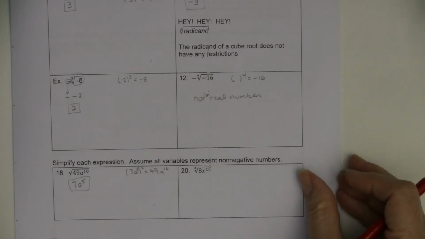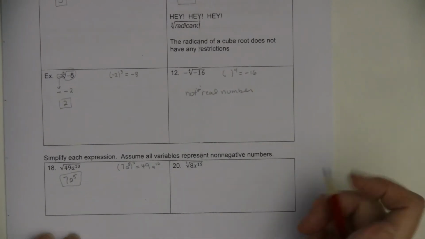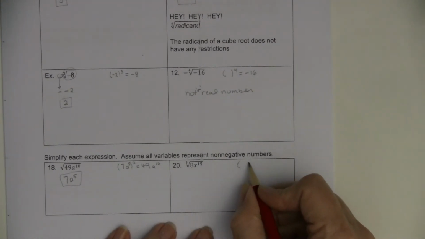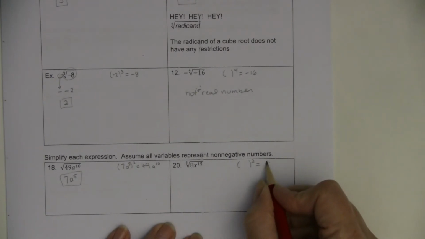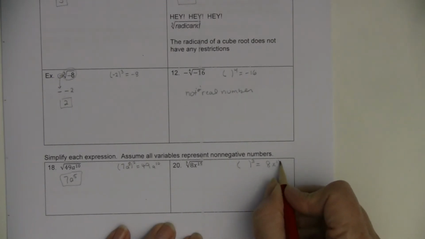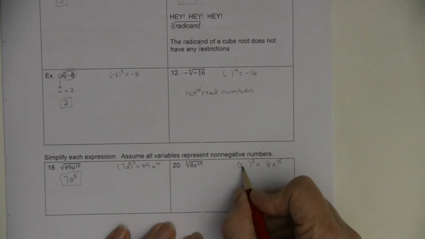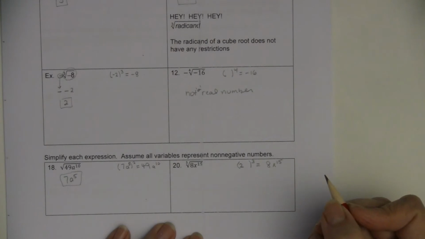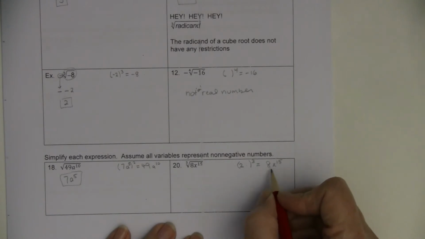And then here is the cube root of 8x to the 15th, problem number 20. And I'm thinking to myself, what raised to the third, because it's a cube root, equals 8x to the 15th? And so 2 raised to the third is 8, right? And can you guys think of what you would raise to the third power and get x to the 15th?